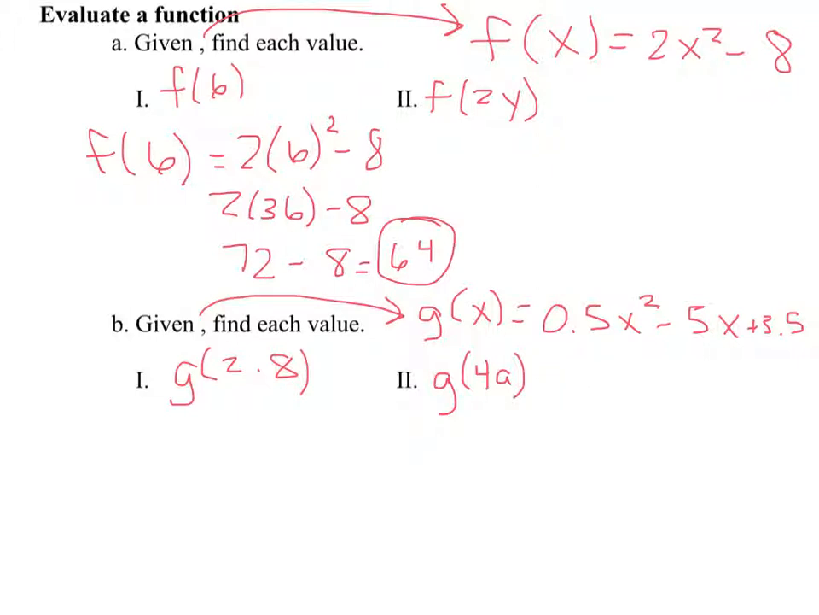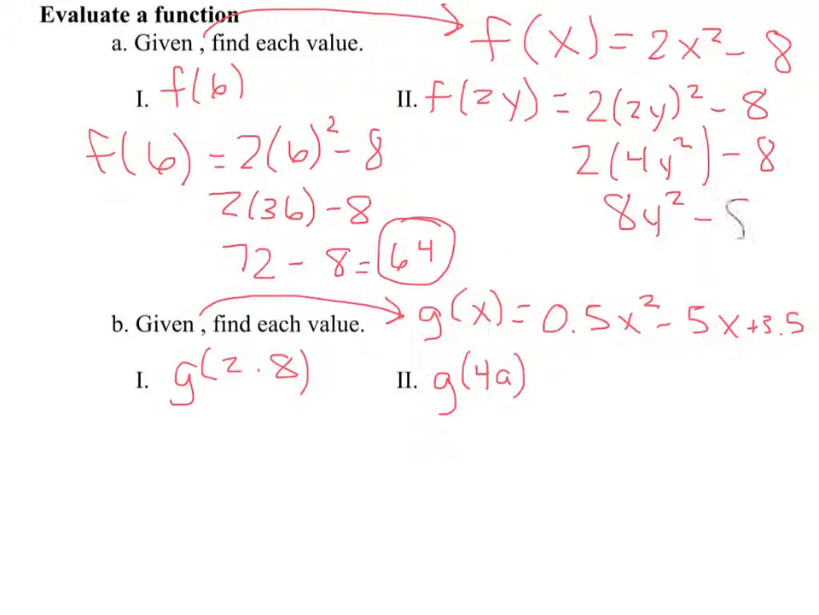For f of 2y, we're just going to plug in 2y for every single x we have. So now we can evaluate this. We're going to do our exponent first. So we're going to have 4y squared minus 8, which is going to be 8y squared minus 8. And that's going to be our answer. One mistake that I see a lot of students make, they don't want to leave a y in the final answer. But if they give you a variable to start off with, you're going to end up with the variable in your final answer. So that's okay.